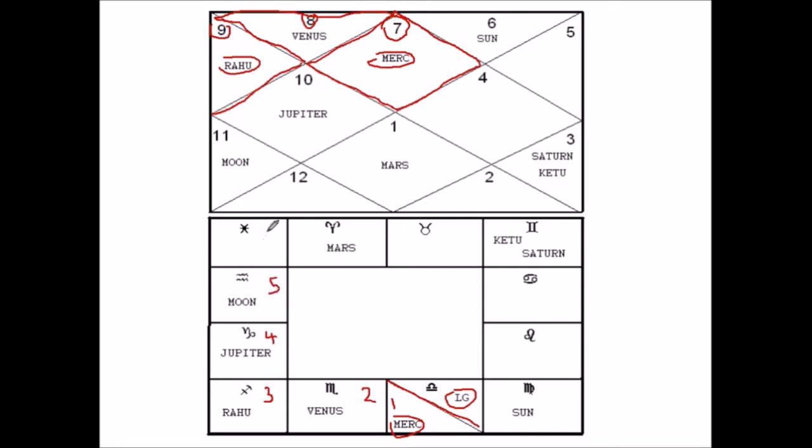is in Aquarius in the fifth, Pisces is in the sixth, there's no planet in the sixth, Mars is in Aries in the seventh, Taurus is in the eighth, there's no planet in the eighth, Ketu and Saturn are in the ninth. Cancer is in the 10th. Leo in the 11th. Virgo in the 12th with Sun in the 12th.